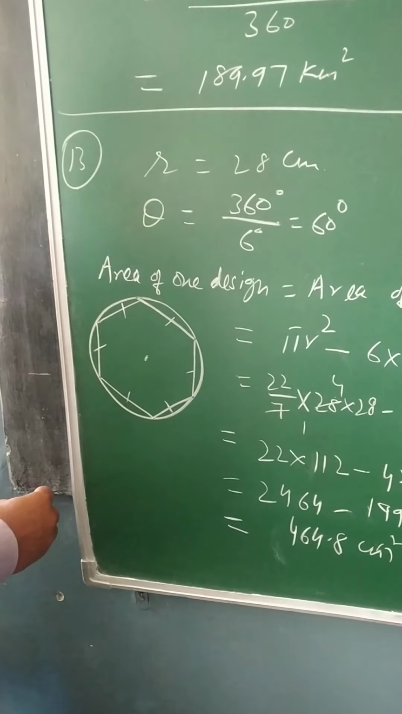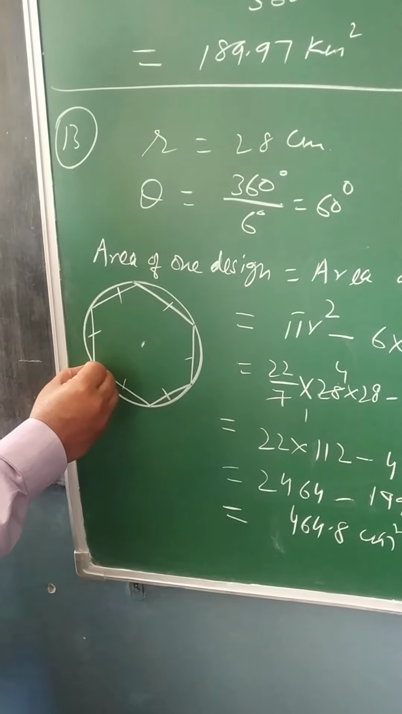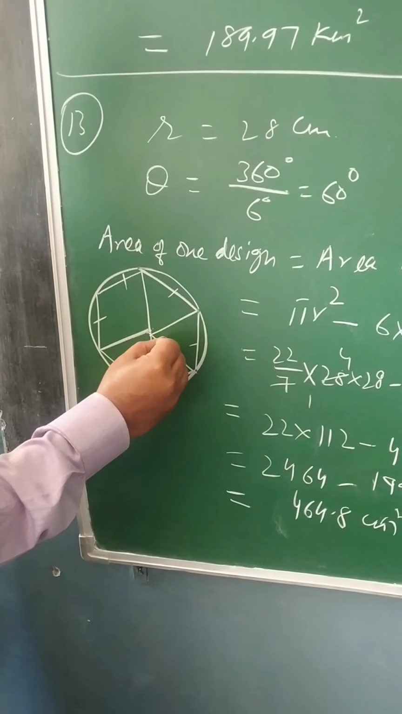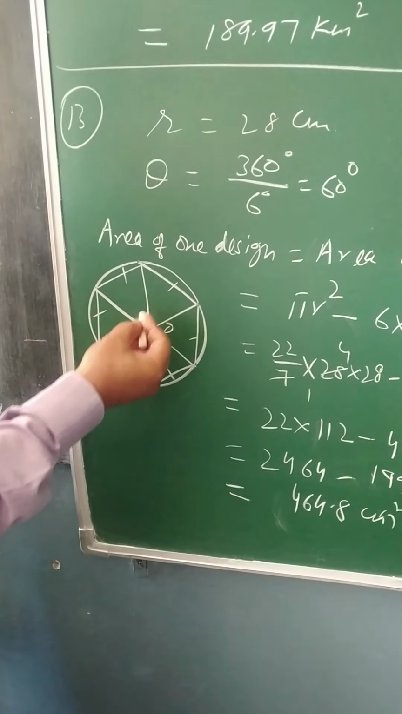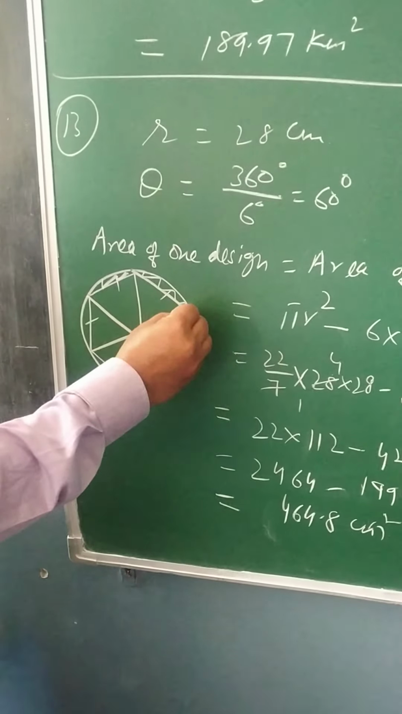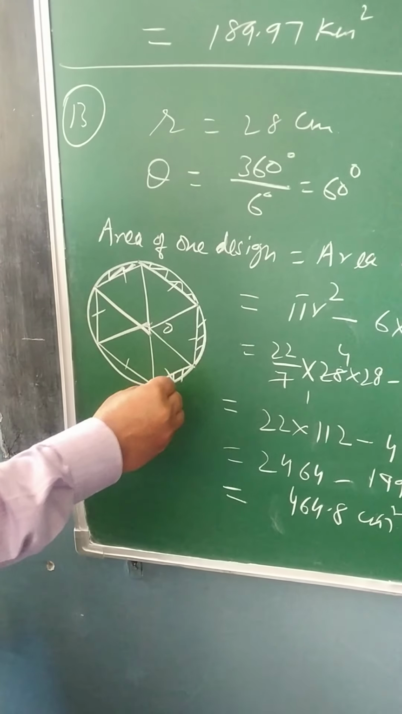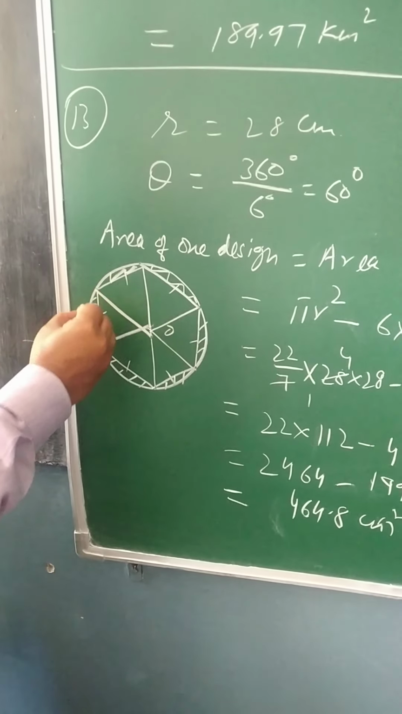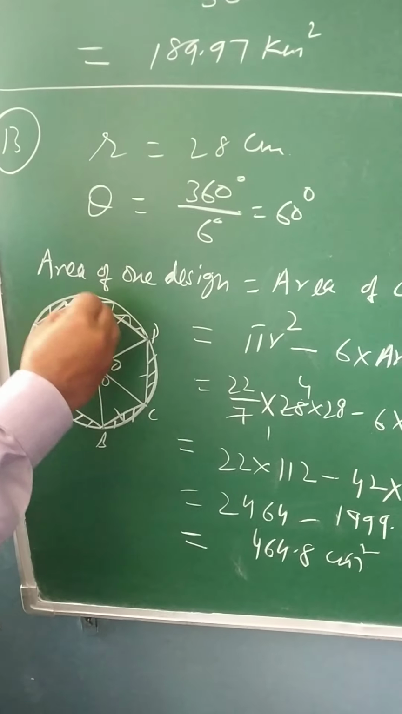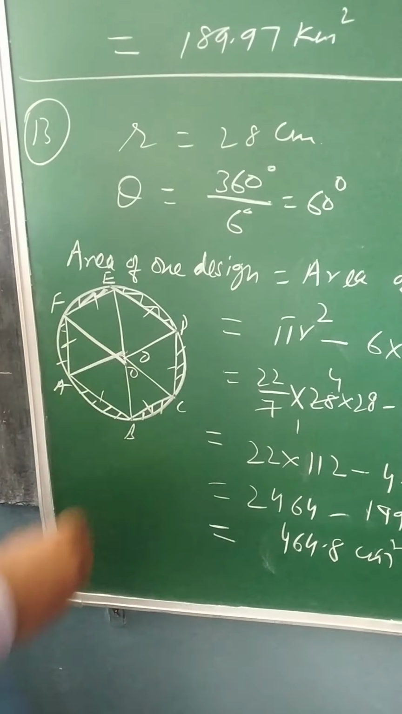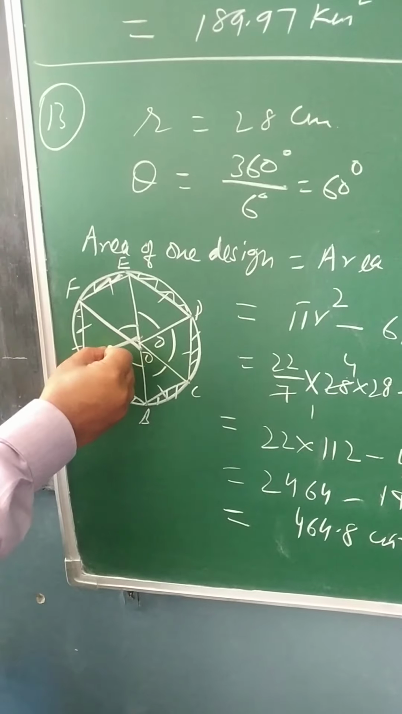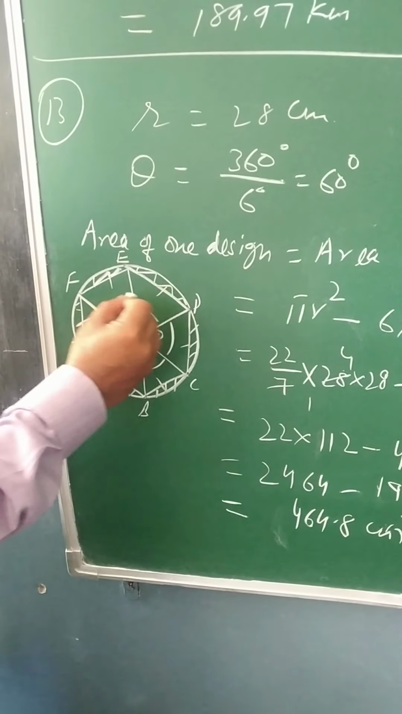Definitely the circle is there, and the center will be there. If I join these points with the center of the circle, I will get 6 equilateral triangles, and this remaining part is the design, the area of which I need to calculate. So if I begin from here, A, B, C, D, E and F, I am getting 6 angles there.